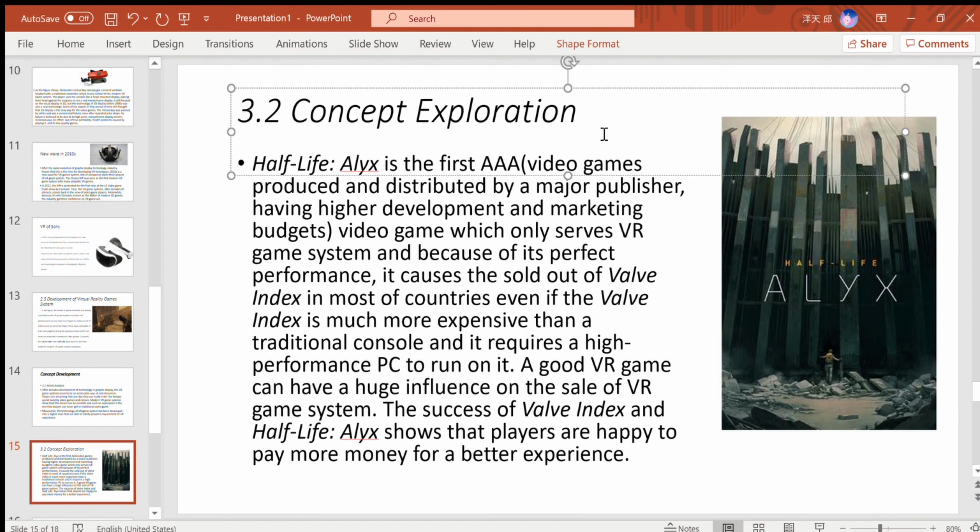The concept exploration. A reasonable VR game system requires harmonious interaction between hardware and software. For example, Half-Life Alyx is the first AAA video game which only serves VR game systems, and because of its perfect performance, it sold out the Valve Index in most countries, even though the Index is much more expensive than a traditional console and requires a high performance PC to run. A good VR game can have a huge influence on the sales of VR game systems. The success of the Index and Half-Life Alyx shows that players are happy to pay more money for a better experience.